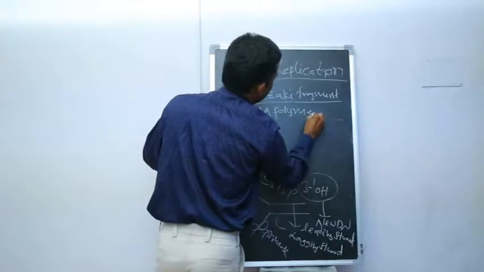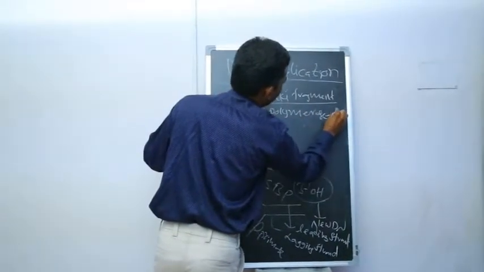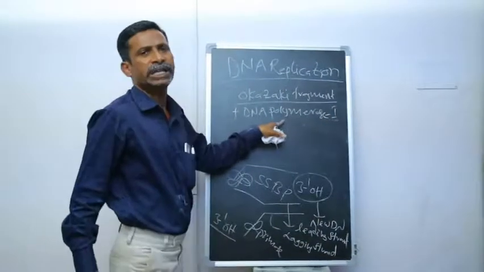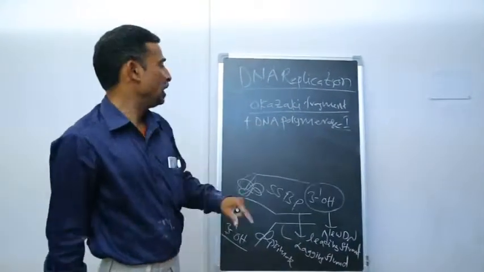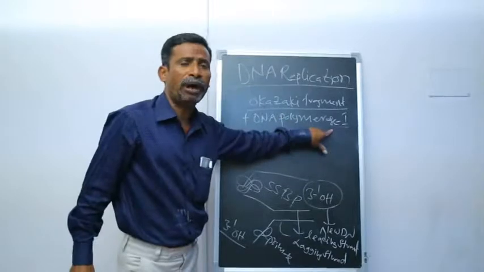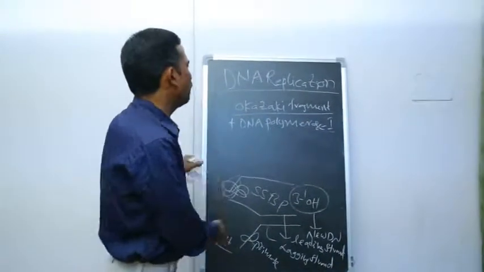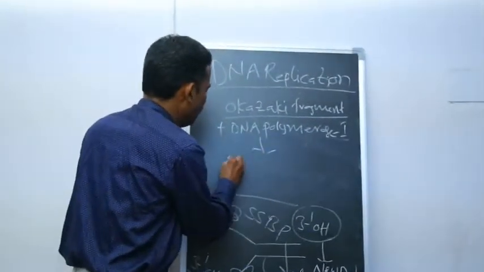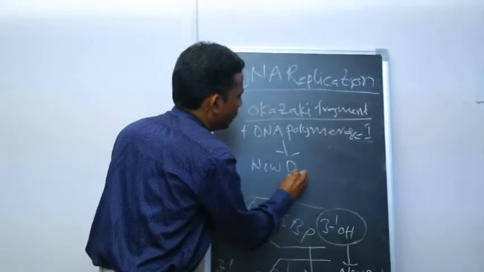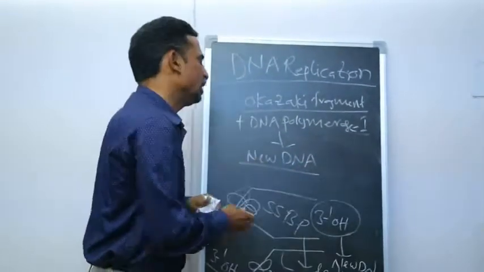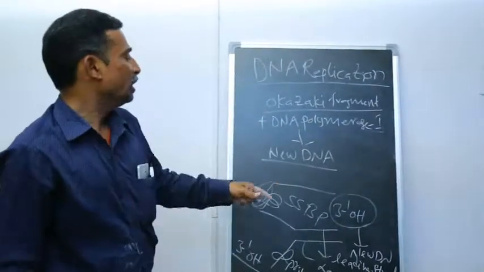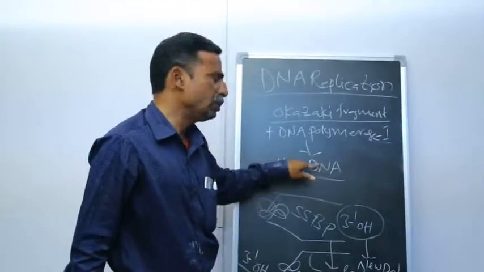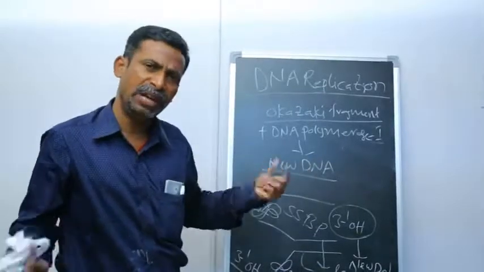DNA polymerase enzyme 1 acts on the Okazaki fragments to produce the fragments of new DNA. This new DNA is generated from the lagging strand. At the same time, this new DNA formation occurs in every organism.